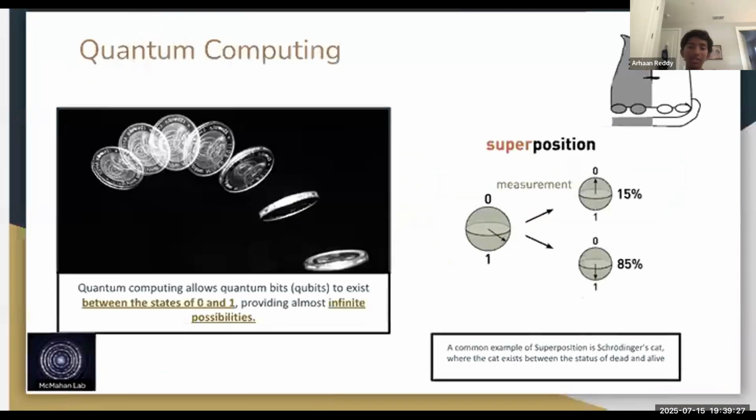So what is quantum computing? Quantum computing is a section of computing that combines quantum mechanics with classical computing, employing phenomena such as superposition. If classical computing is like flipping a coin, quantum computing is allowing that coin to exist between the states of just heads and tails, revealing almost infinite possibilities. A common example is Schrodinger's cat, where you don't know whether the cat is dead or alive until you open the box.